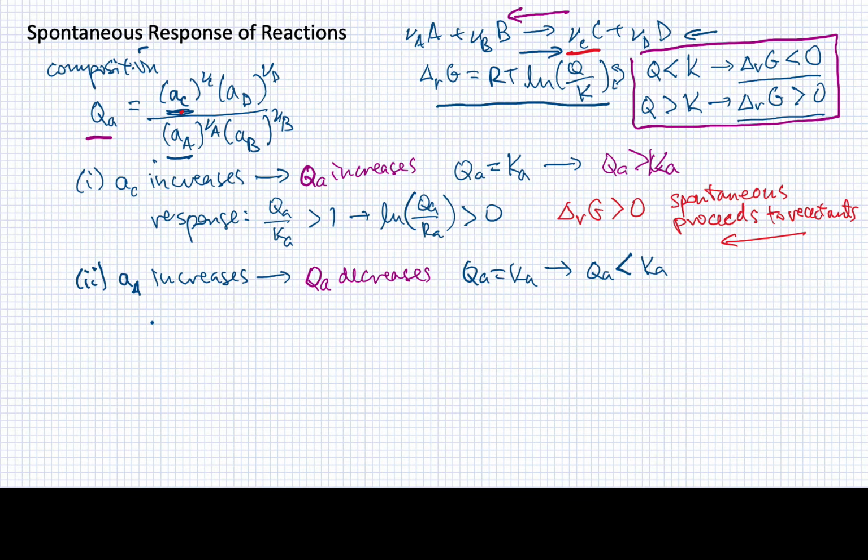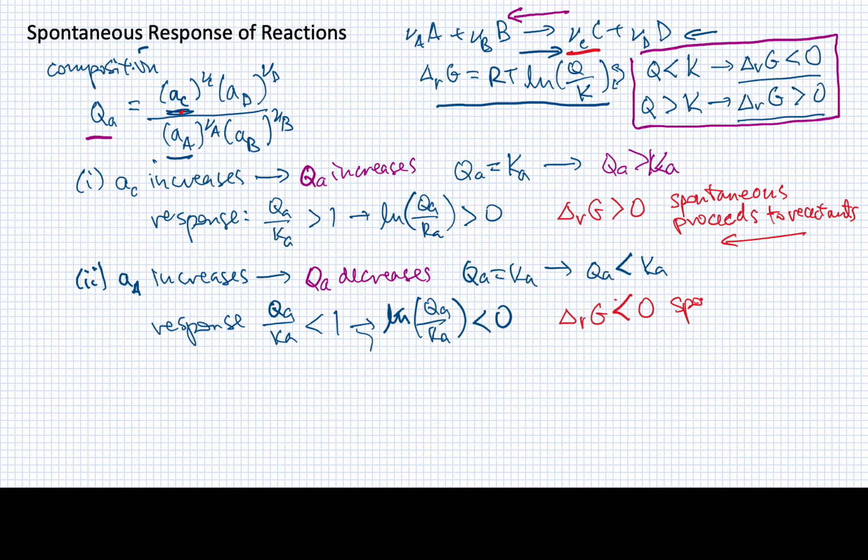So that means that the response of the system, the response of the reaction, is that my ratio of these things is going to be less than 1. And that means in turn that the logarithm of this ratio is going to be a number what? A logarithm of a fraction is always going to be less than 0. So now the conclusion that we draw from this is that the Gibbs energy change for this reaction is going to be less than 0, which means that it will spontaneously proceed toward products.